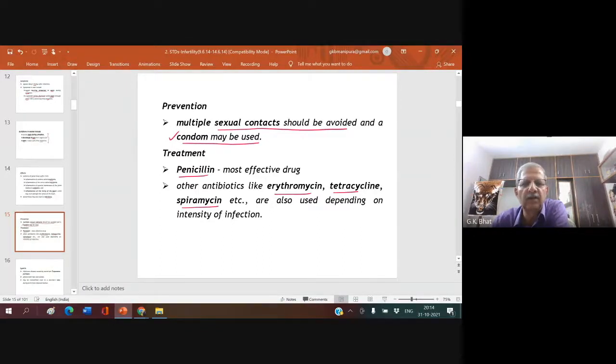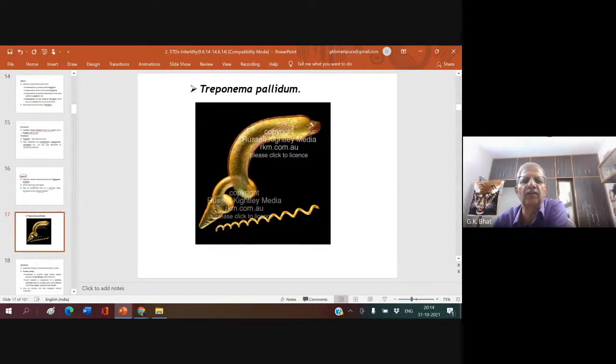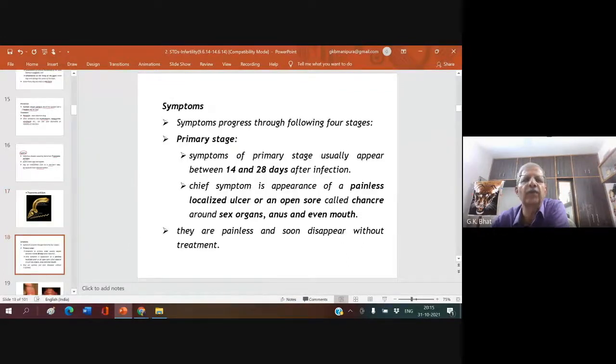Right? Now, let us look at another one. Another sexually transmitted disease, more dangerous than gonorrhea, is syphilis. It is an infectious disease caused by the bacterium Treponema pallidum. It affects both men and women, and may be transmitted even to a newborn baby during birth from the infected mother. What is most important is that Treponema pallidum is the bacterium which causes syphilis.